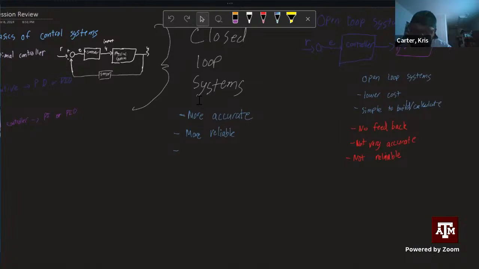And there is a feedback loop. However, closed loop systems tend to be more expensive and more complex and harder to calculate.